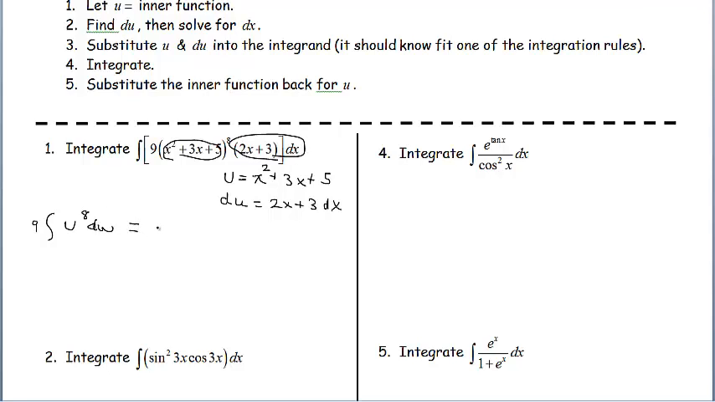Just the reverse power rule. Increase the exponent to 9, divide by 9. Don't forget the plus c. Noticing we can cancel the two 9s. So I'll just be left with u to the 9th, and I'm going to replace u with what we designated it to be in the beginning.